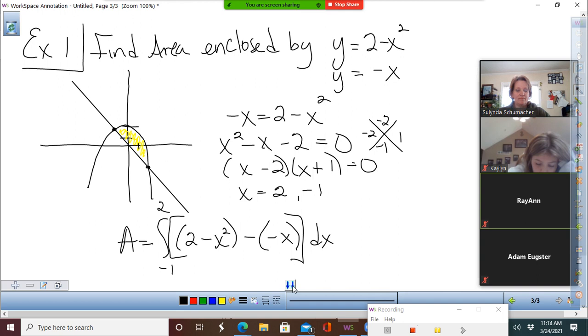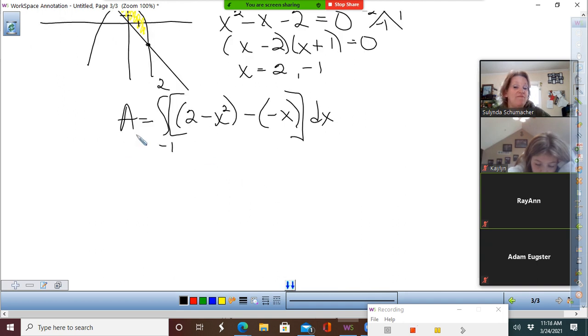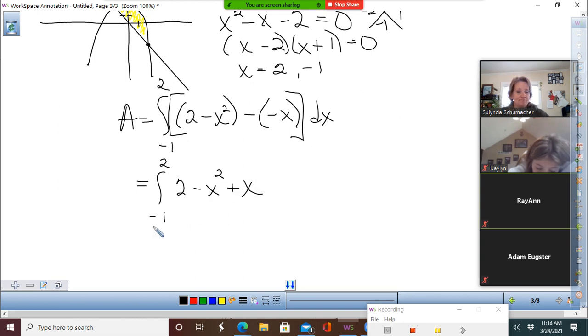So I think the easiest thing for us to do before we find our antiderivative is let's simplify that up a little bit, right? I mean, we can distribute our negatives, collect like terms, okay? So I'm actually going to have the integral from negative 1 to 2 of 2 minus x squared plus x. And then technically it's dx.